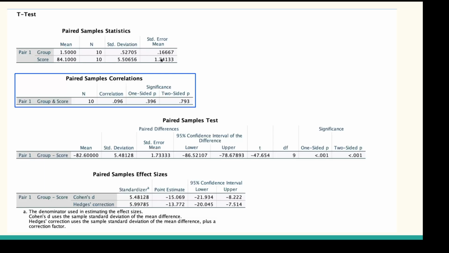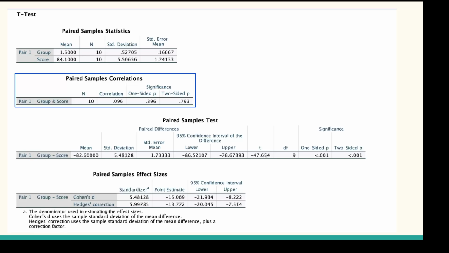And that's what our outputs are for that. Now, for our paired sample correlations. The paired sample correlations section shows the correlation between the two paired variables. So the correlation is 0.096, and n is the same, obviously, but mainly the correlation coefficient is 0.096, indicating a very weak positive relationship between the variables.